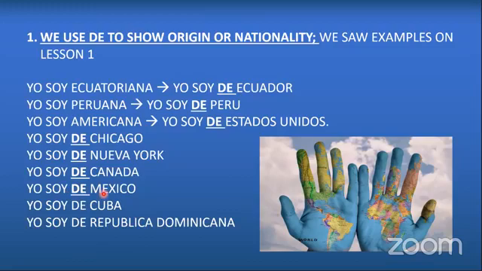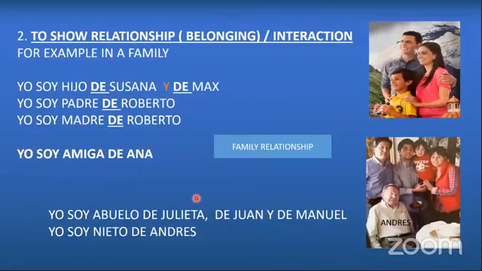And I'm not saying Mexico in English; in Spanish, we pronounce Mexico. Yo soy de Cuba. Yo soy de República Dominicana. Yo soy de Francia. Yo soy de España. Yo soy de Inglaterra. The last three ones are going to be a guess for you. That's a listening exercise, so you can replay this video and listen again and try to figure out what I said.